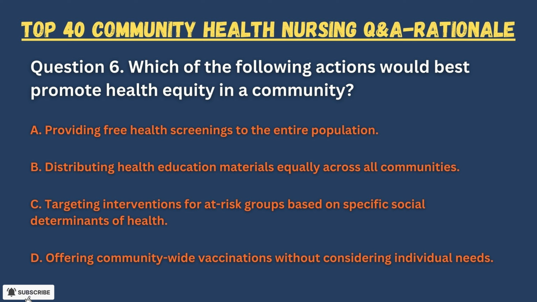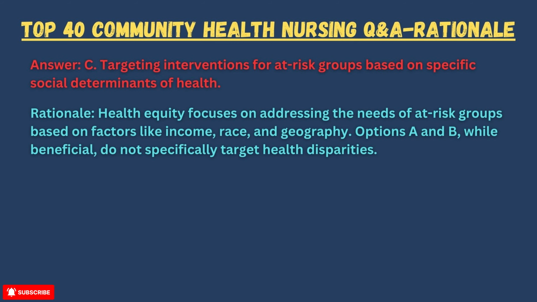Question 6. Which of the following actions would best promote health equity in a community? A. Providing free health screenings to the entire population. B. Distributing health education materials equally across all communities. C. Targeting interventions for at-risk groups based on specific social determinants of health. D. Offering community-wide vaccinations without considering individual needs. Answer. C. Targeting interventions for at-risk groups based on specific social determinants of health.